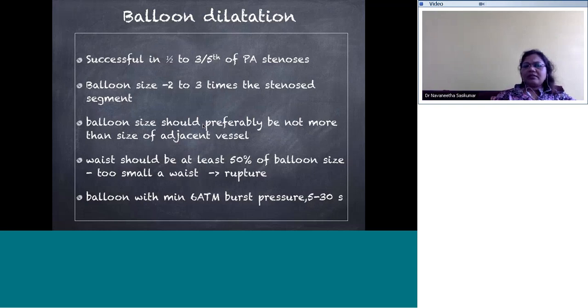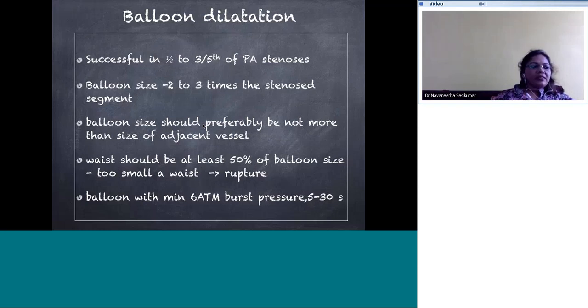So essentially, balloon dilatation is successful in up to 3/5 of stenosis. How we choose a balloon size is a combination of factors. One of which is, look at the narrow segment and choose a maximum of 2 to 3 times the size of the narrow segment. The size of the balloon that you choose should not be more than the size of the adjacent normal vessel. And another important thing to remember is the waist should be at least 50% of the balloon size. If it is too small a waist, it can be a reason for a rupture. So that is another thing to look at.